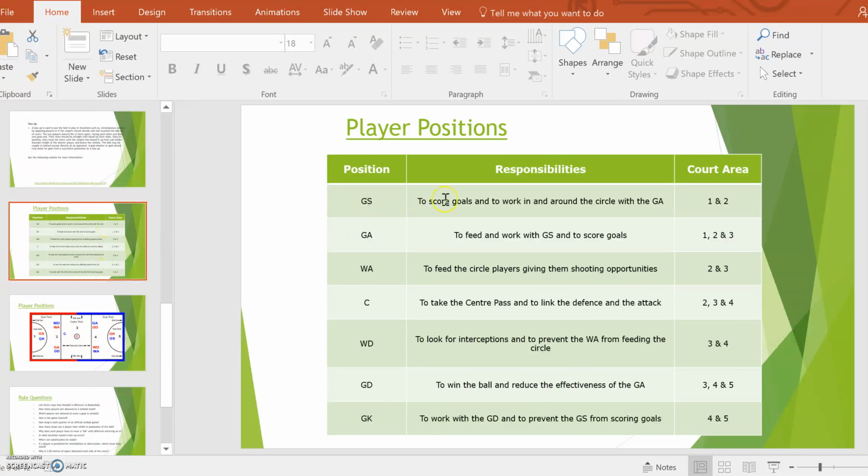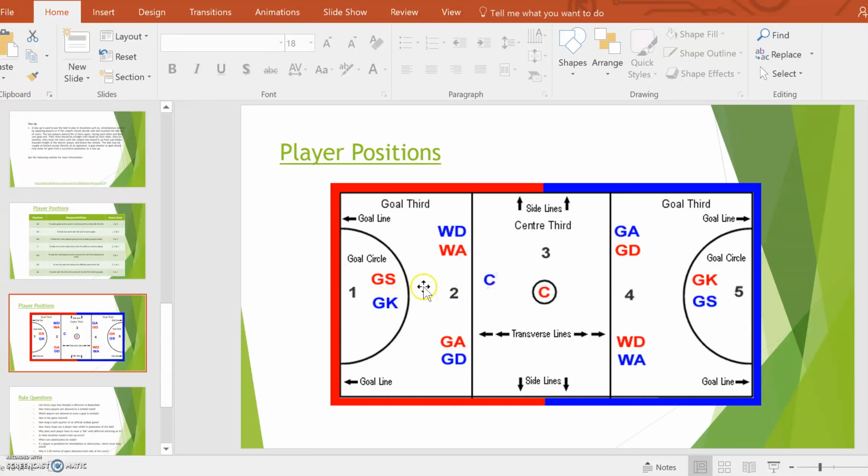Moving back to goal attack, the aim of goal attack is to score and set up goals, and they can only play in court areas 1, 2, and 3. So looking at our photo here, 1, 2, and 3. So the red goal attack here cannot pass this line.